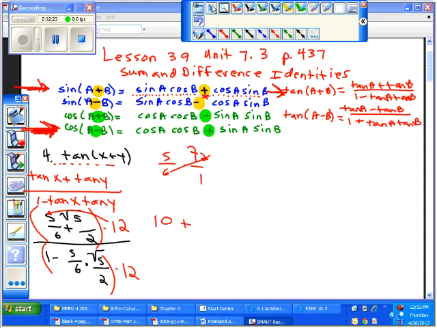Plus, now when I do this part, I'm going to have square root 5 over 2 times 12. Right? That's this. Square root 5 over 2 times 12. And those reduce to a 6. And so I get 6 square root 5. That's my new numerator. There's not a fraction in the numerator anymore. That's better than it was.